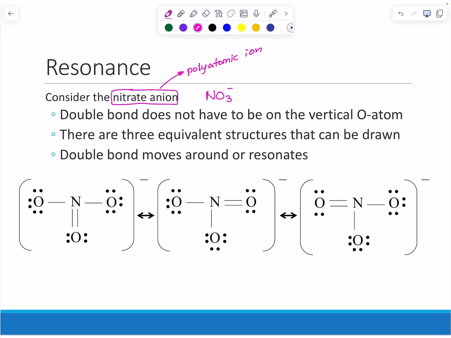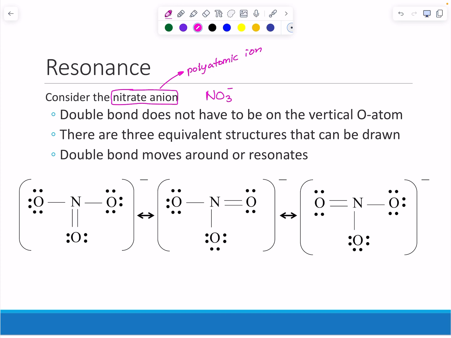So again, the molecule itself has a net negative charge. It's got 1 extra electron. But the atoms are connected by covalent bonds, okay? So it is an ion that's connected by covalent bonds, and that polyatomic ion can form an ionic compound. All right, so let's look at the nitrate anion.